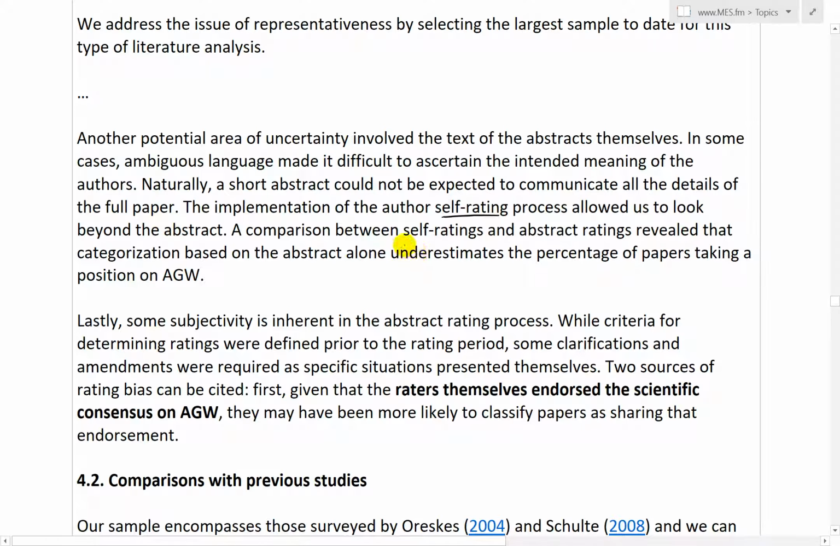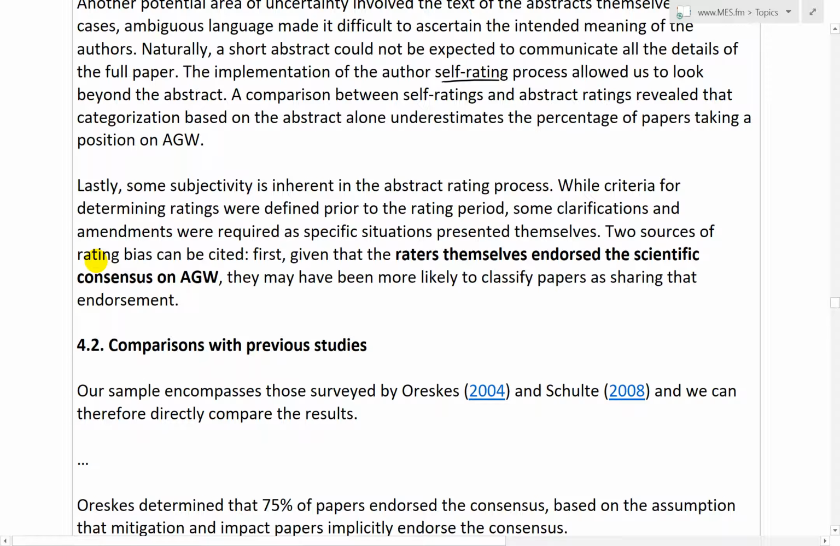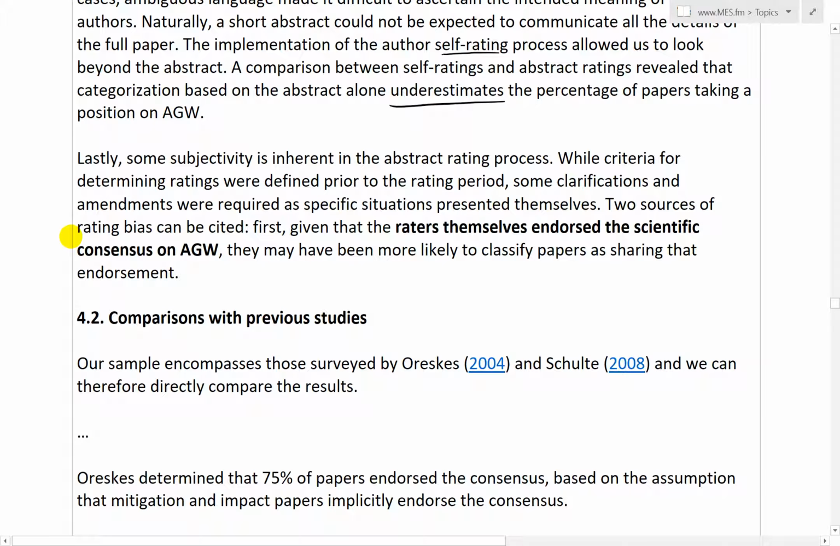A comparison between self-ratings and abstract ratings revealed that categorization based on the abstract alone underestimates the percentage of papers taking a position on AGW. Yeah, their view is it underestimates. My view is, now you have actual psychology in play. But regardless, this overall thing, I think this article, or this paper, shouldn't even be written.